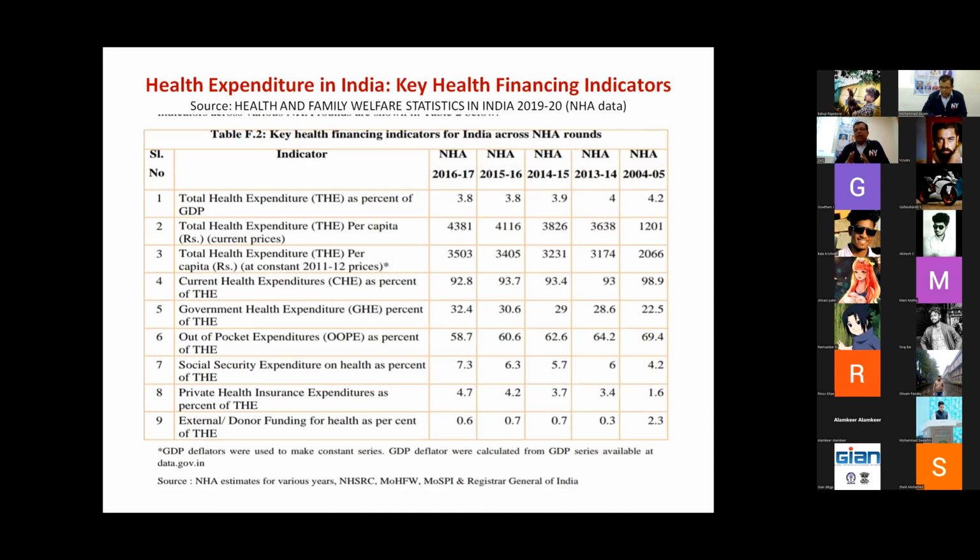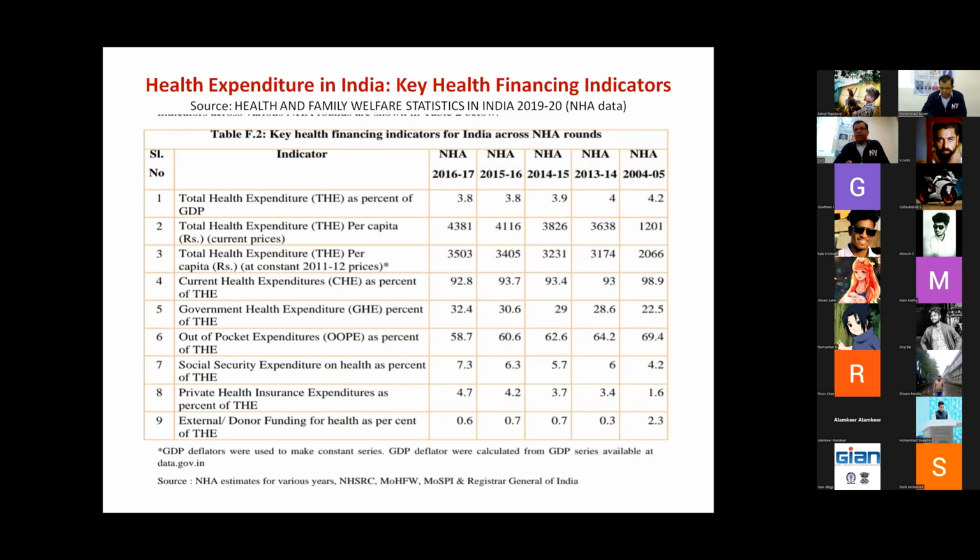1,201. That means we are witnessing an interesting thing, that the per capita expenditure progressively has increased from 1,200 to 4,381 at the all India level. Then we come to the next figure, that is the total health expenditure per capita rupees at constant 2011-12 prices. Because the current prices does include the impact of inflation, so we have the constant prices 11-12.